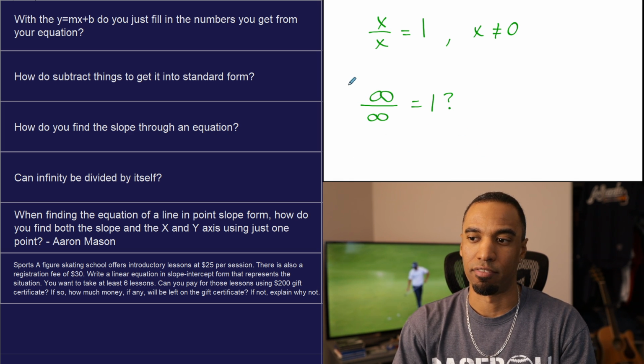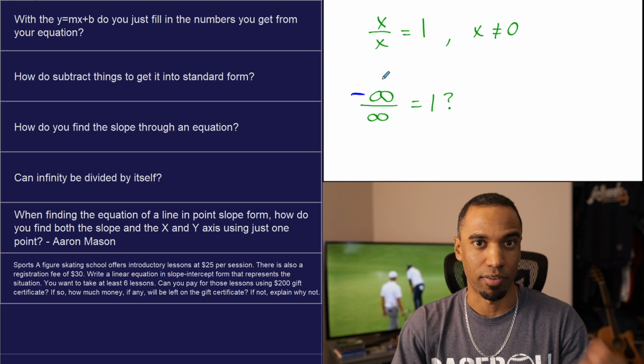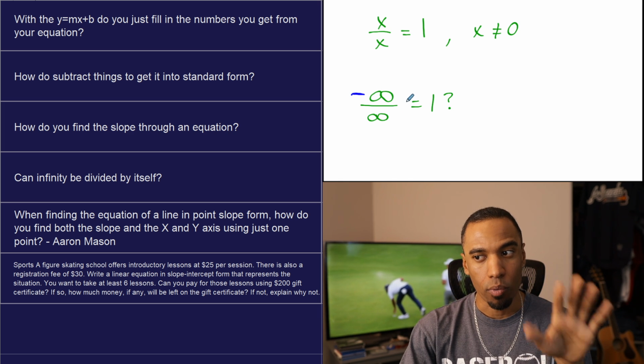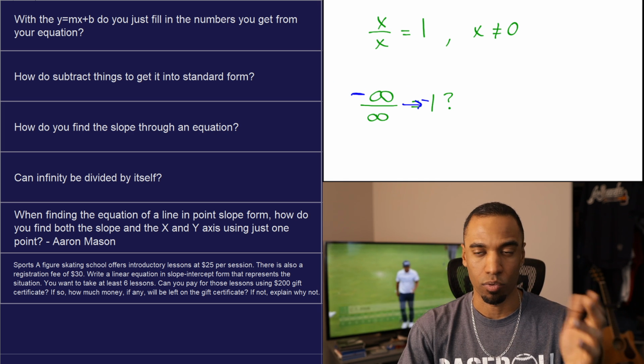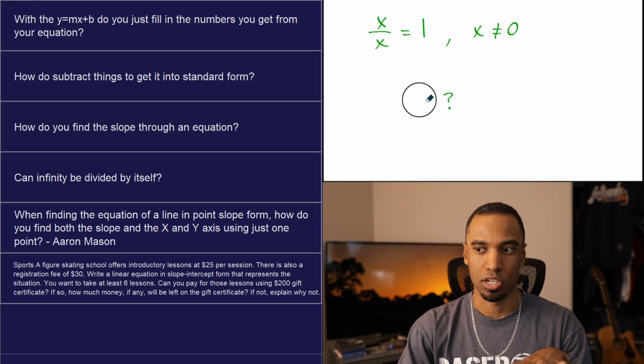Now, I do know that if I divide negative infinity by positive infinity, I'm approaching negative 1 there, and here I'd be approaching 1. It doesn't equal it, though. It's an actual indeterminate in that.